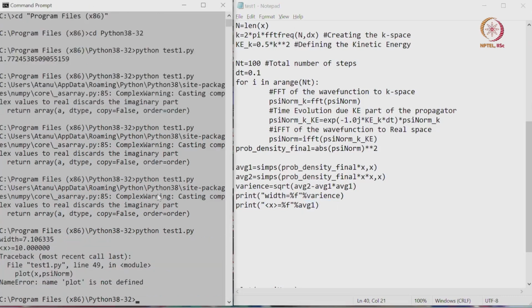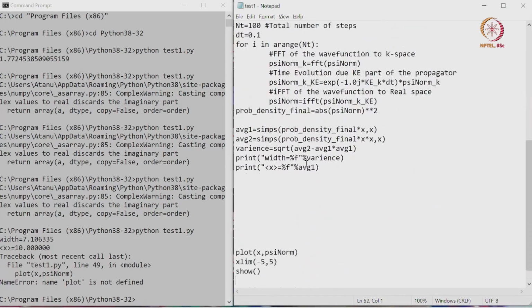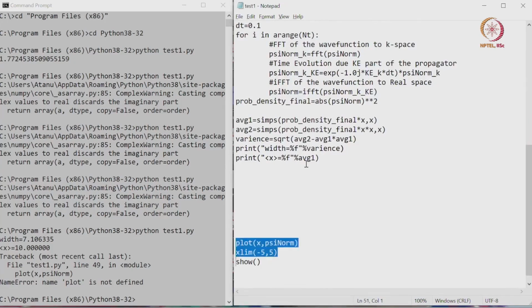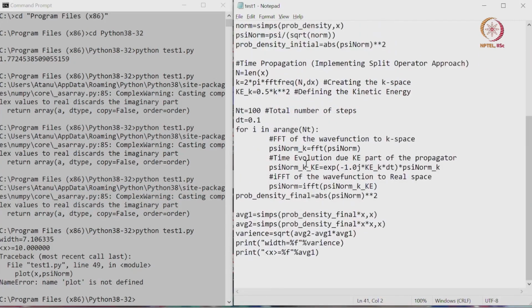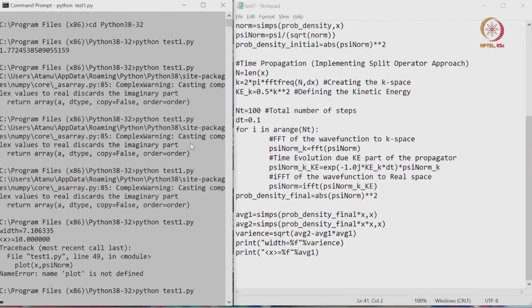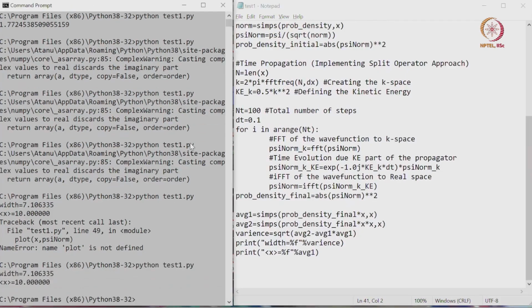So if we run the program, we should delete these things because we are not defining anymore. So now we can run the program, and we see that for this 100, after the 100 atomic units of time, we get the width and the average position.